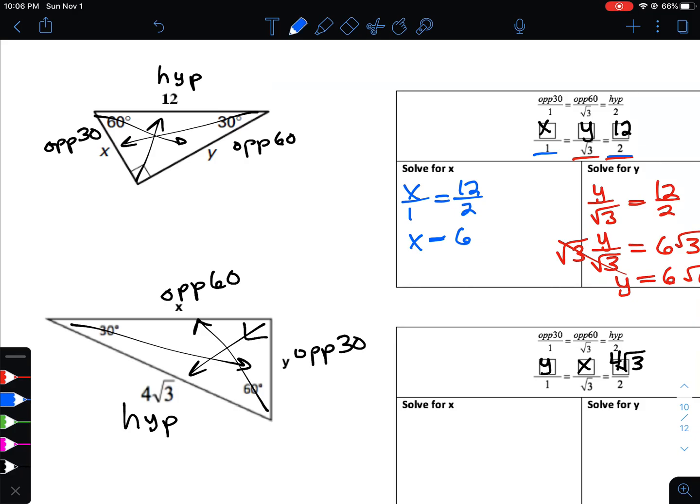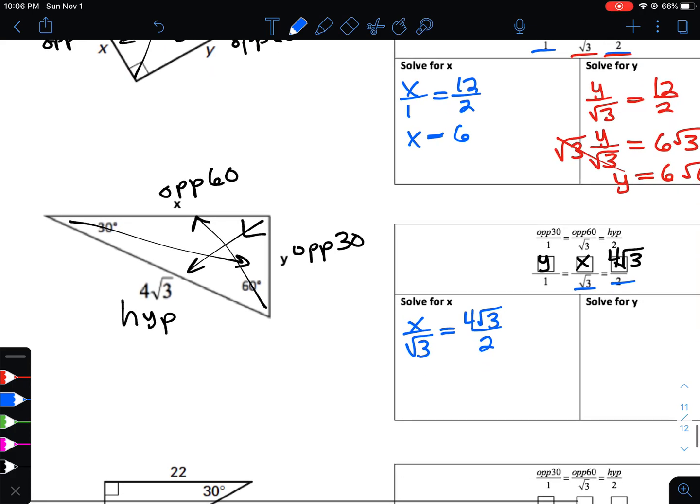Okay, so starting with x, we're going to take x over the square root of 3 and set that equal to 4 square root of 3 over 2. And let's go ahead and cross multiply here. So we'll take x multiplied by 2 is 2x, and then we'll take 4 square root of 3 and multiply by the square root of 3.